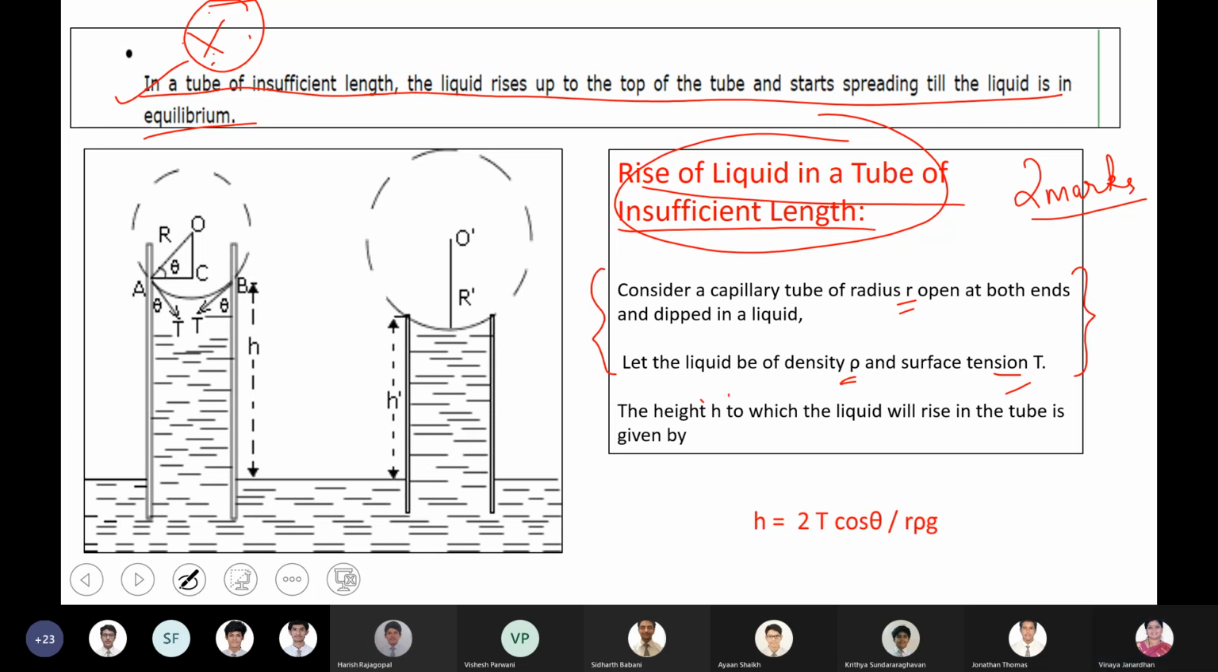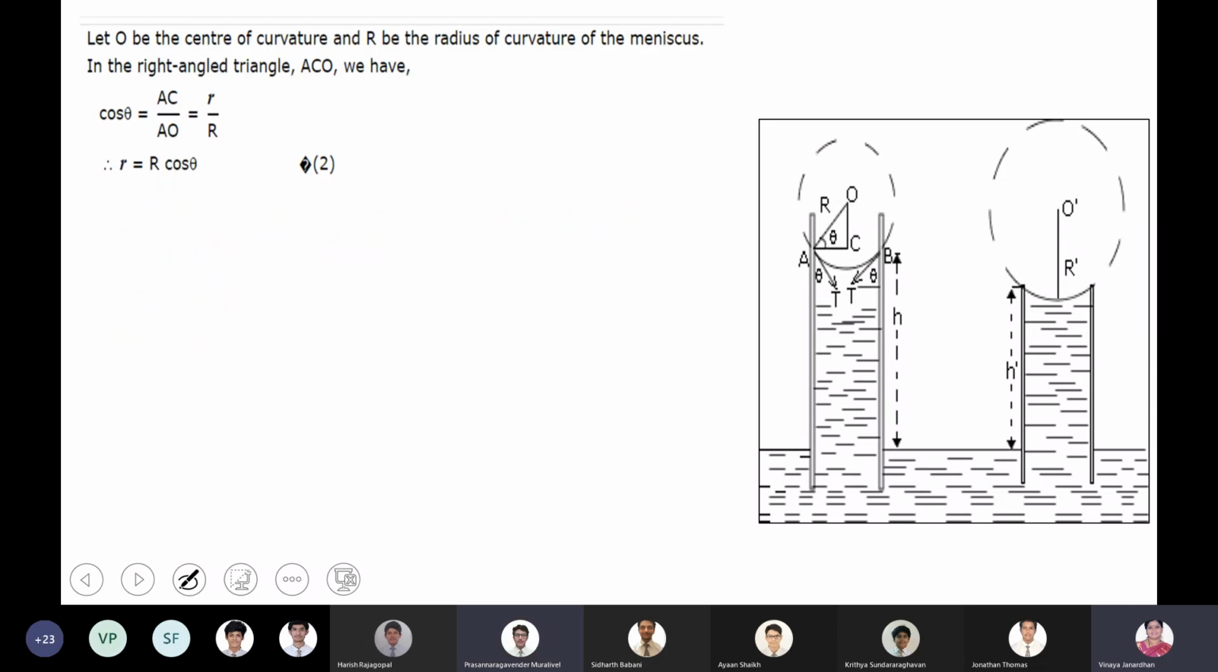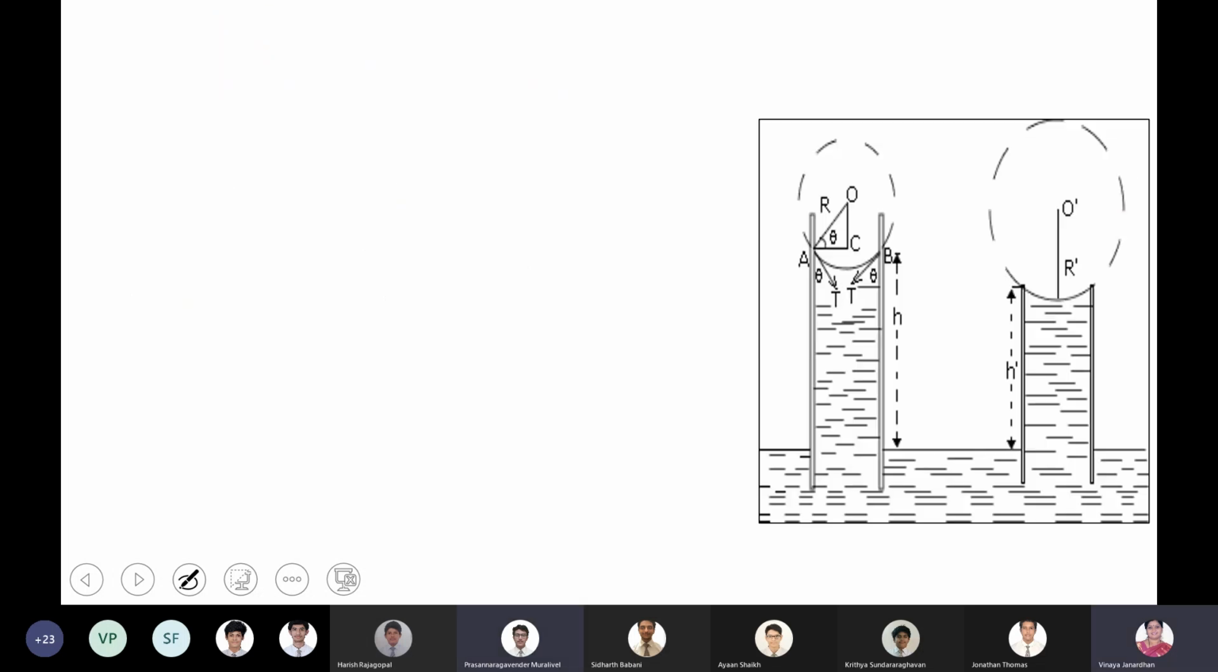Till the liquid can have a concave meniscus, it spreads onto the top. Understood, ma'am. Once it becomes plane and goes beyond that, it will spill. Ma'am, should we write the statements also? The statements are important, boys. I'll just take a screenshot. Okay, yes, ma'am. Done.